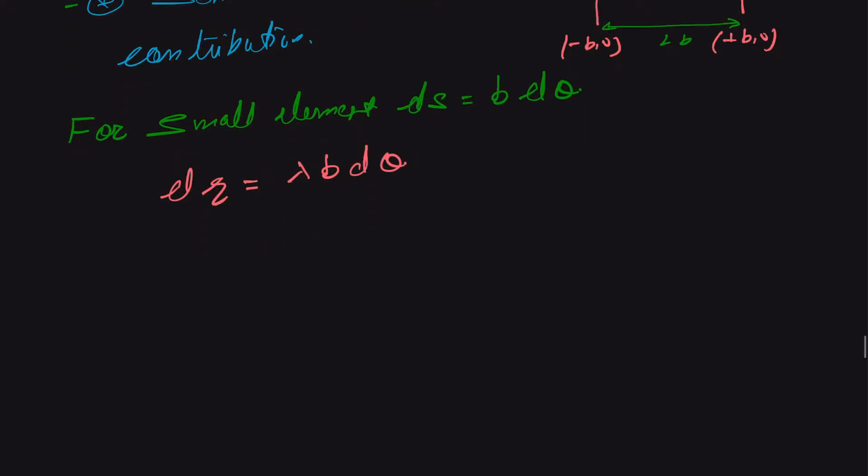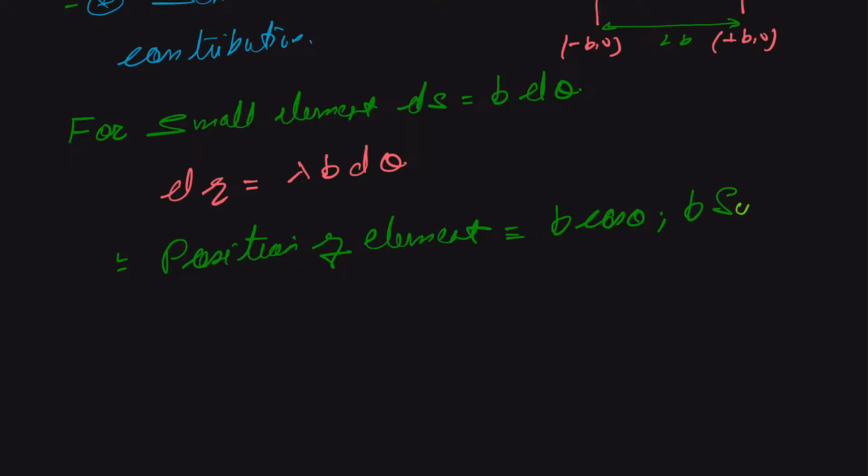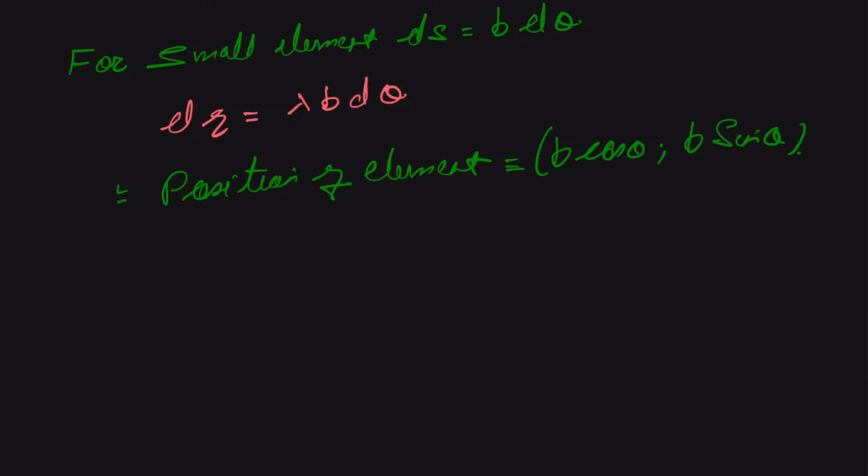And we can also write the position of this element. The position of the element will be equal to b cos theta and b sin theta. And furthermore, like in the previous question, we can write the vector to C.